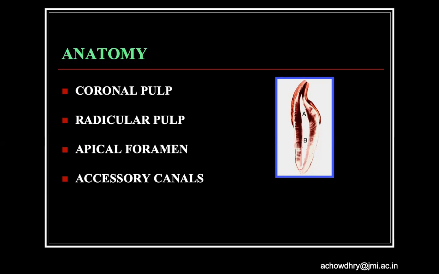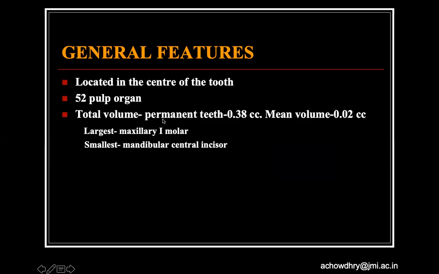You have to understand that there are various zones here. This is the anatomy of pulp, and then there are zones of pulp. Zones of pulp we'll discuss subsequently. We'll be discussing the cells of the pulp also. So general features being, it is located at the center of the tooth. 52 pulp organs are there. Volume, I told you what exactly it is. The largest is the maxillary first molar, the smallest is the mandibular central incisor. That means the volume is asked in MCQs: when it develops, what is the permanent size, which is the largest one, which is the smallest one.